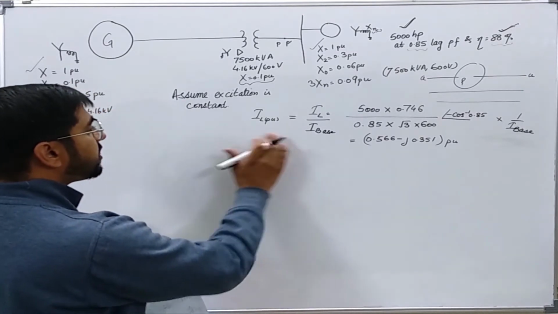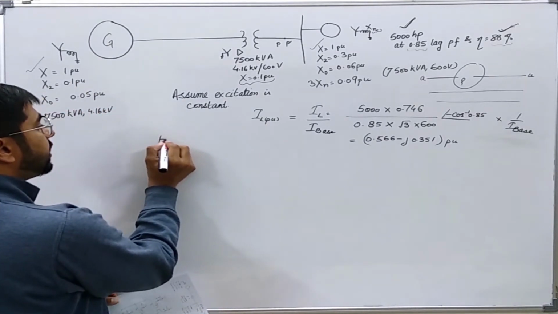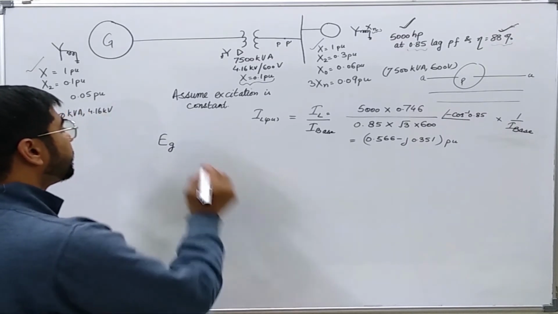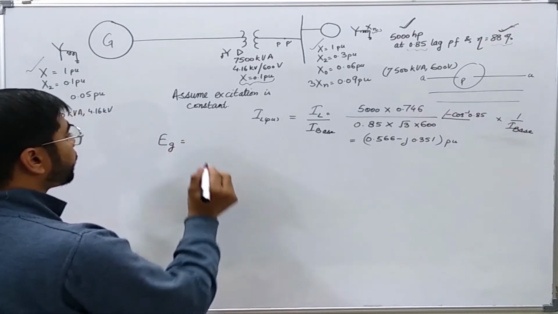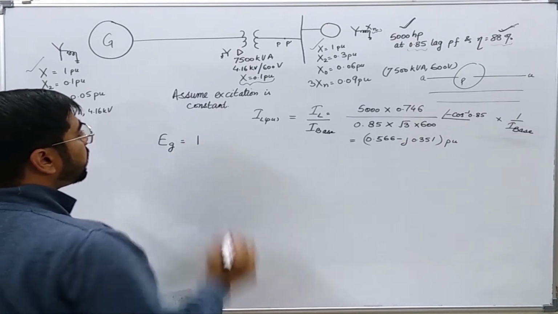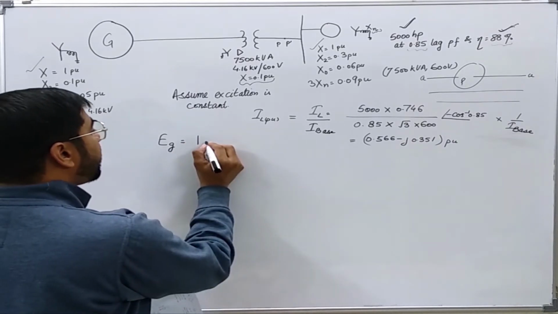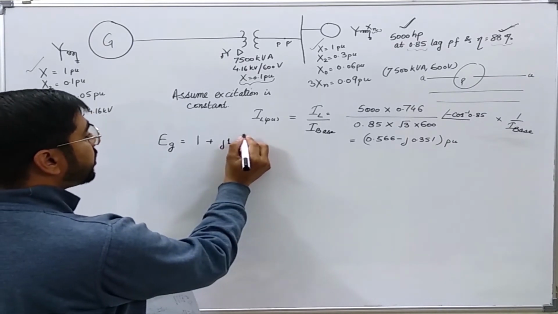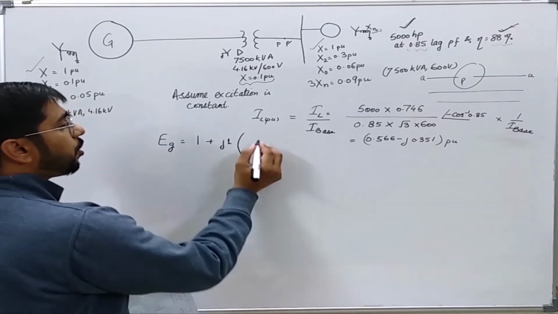Now from this we can find E_G, the voltage of the synchronous generator behind the synchronous reactance, which is equal to the terminal voltage, the rated voltage 1, plus j1, this is the synchronous reactance, into the load current.